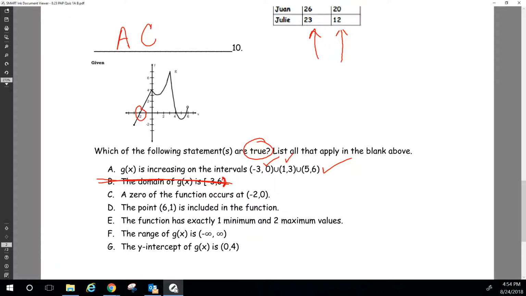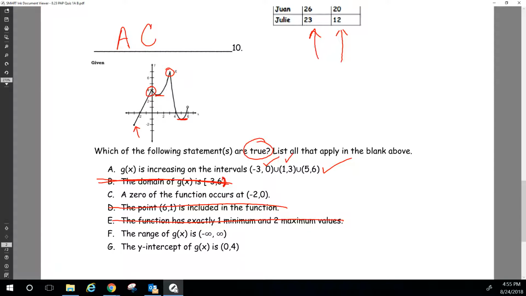There we go, C is true. All right, the 0.61 is included in the function. Here's the 0.61, it's an open circle, so that is not included in the function. This next one is a little bit debatable, but it says the function has exactly 1 minimum and 2 maximum values. So if you have 2 maximum values, I think we all can agree on that. But it does not have just 1 minimum. We've got a minimum value here. We've got a minimum value here, and some might say that that's a minimum value. So that one is false.